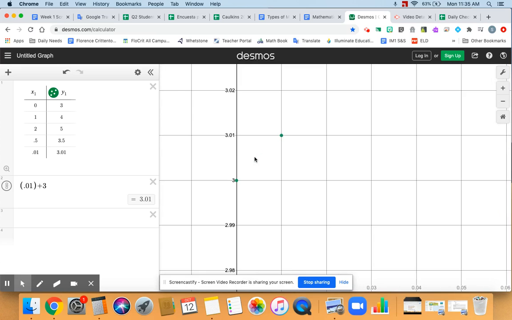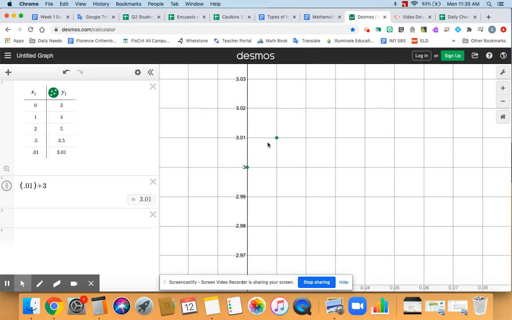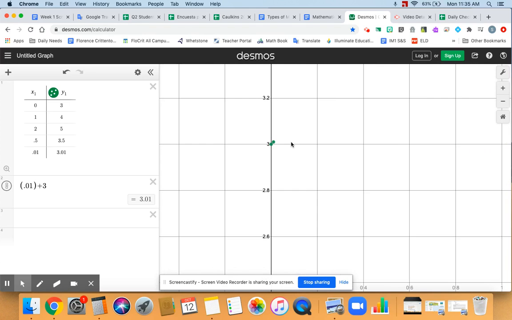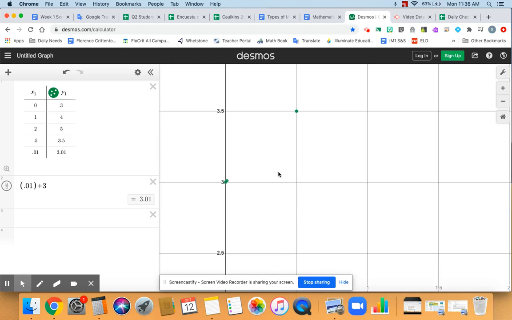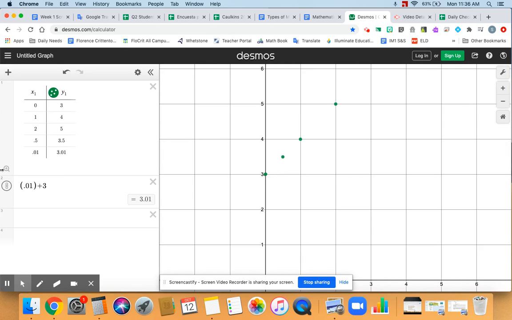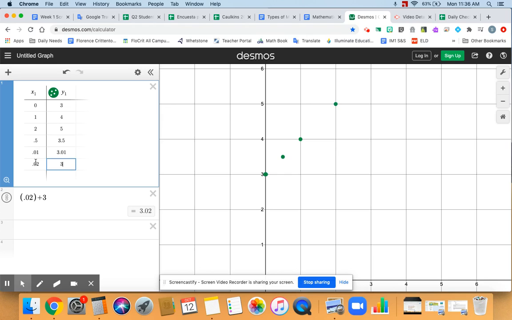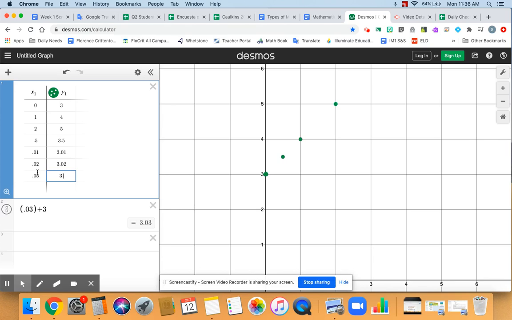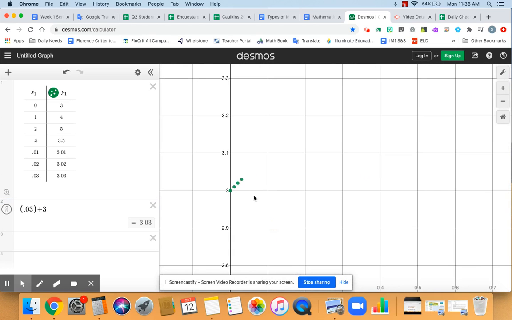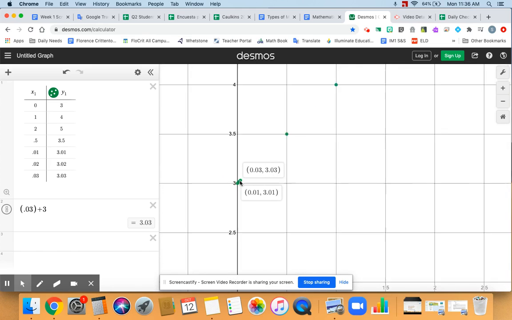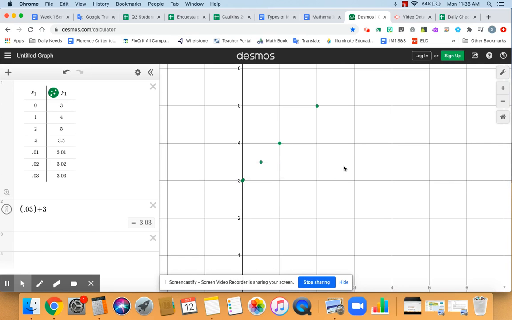But when I'm into the decimals for tick marks, and I zoom out, you see how close they look together? So much so that when I zoom out all the way, they almost look side by side. What happens if I do 0.02? Well, that's 3.02. Then I have $3.02. Now 0.03 would be $3.03. So if I super zoom in, you can see all those points right there. They're all separate points. But when I zoom out, they look like they're almost one point.